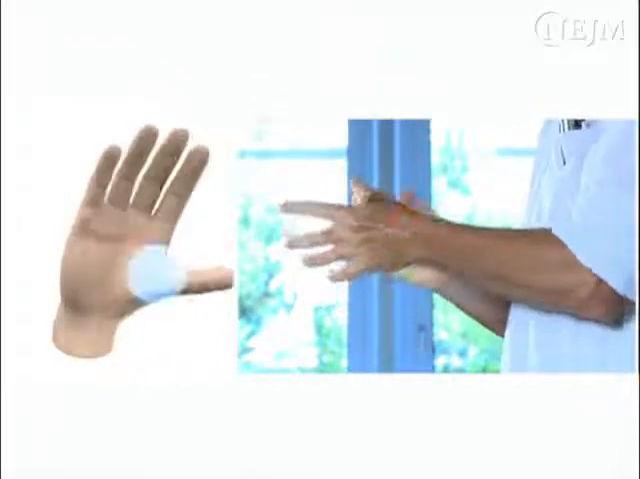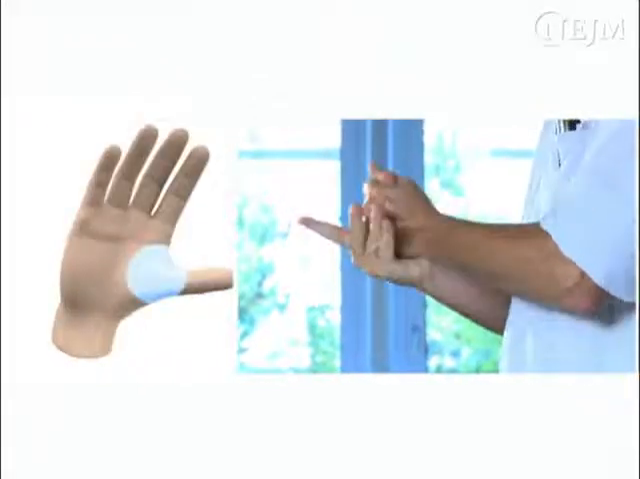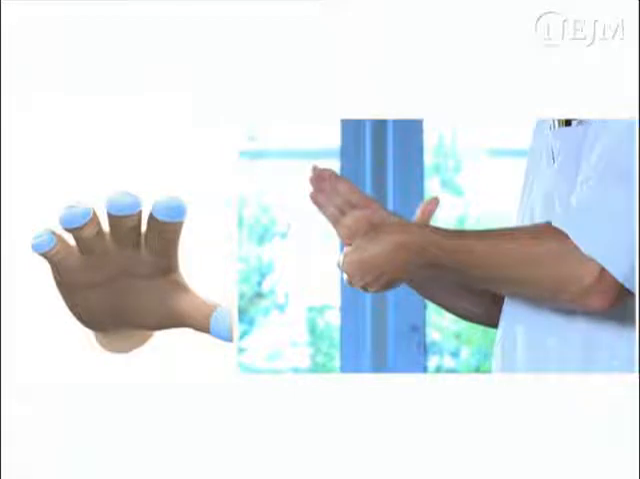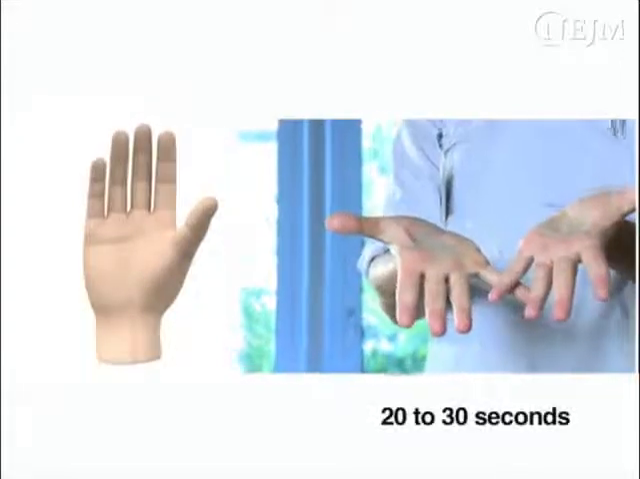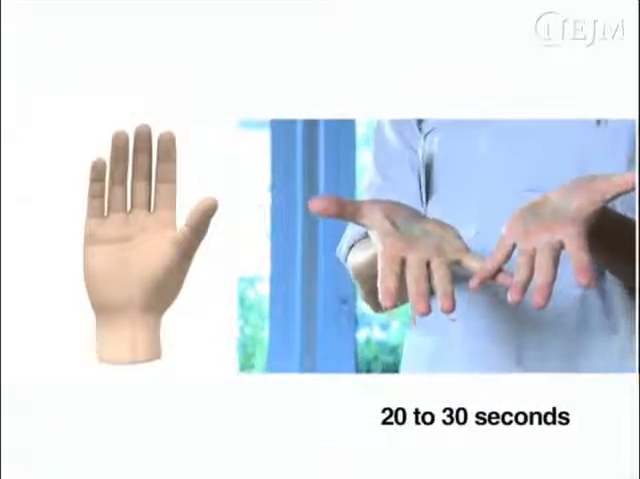To cleanse the dorsal aspect of the distal phalanges, rub the back of your fingers across the palm of the other hand with fingers interlocked. To cleanse the base of the thumb, clasp it in the palm of your other hand and rotate your thumb. Finally, decontaminate the tip of your fingers and the subungual region by rotating them on the palm of the other hand. Once dry, your hands are safe and you are ready to work. The entire procedure should take you 20 to 30 seconds.